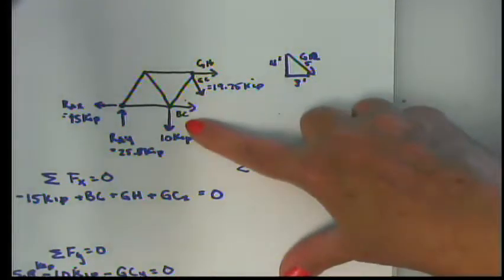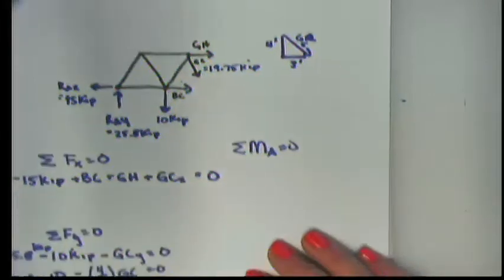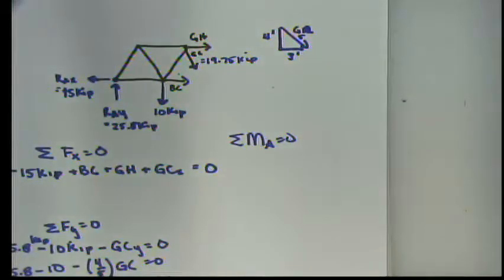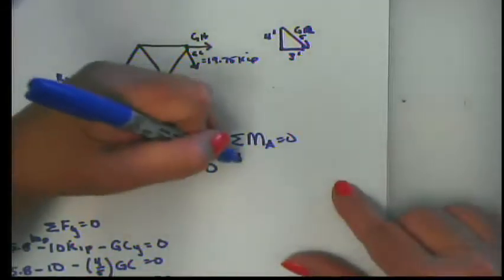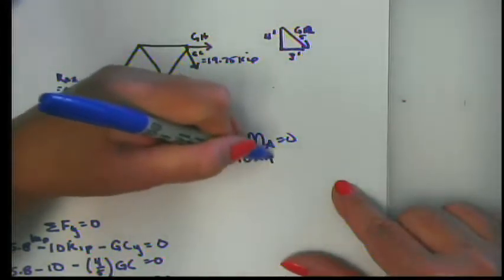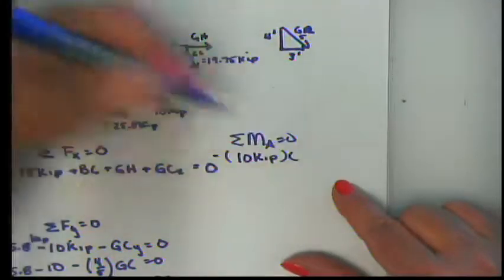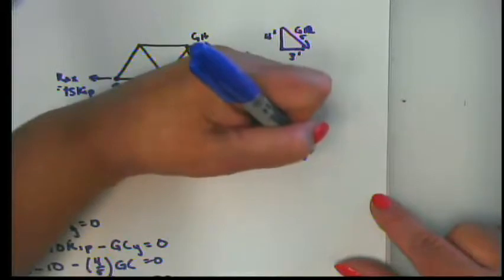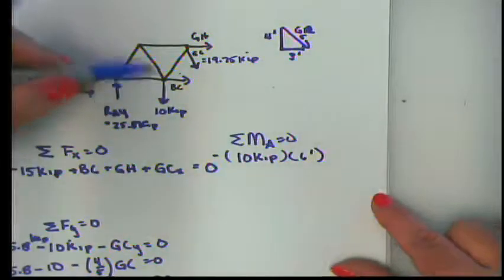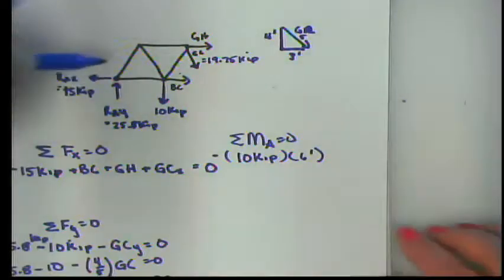We will have only G sub H as an unknown, and we'll be able to solve that. All right, so let's do that. The 10 kilopound force creates a clockwise or negative moment and has a moment arm of 6 feet. B sub C does not create a moment. All it does is pull.